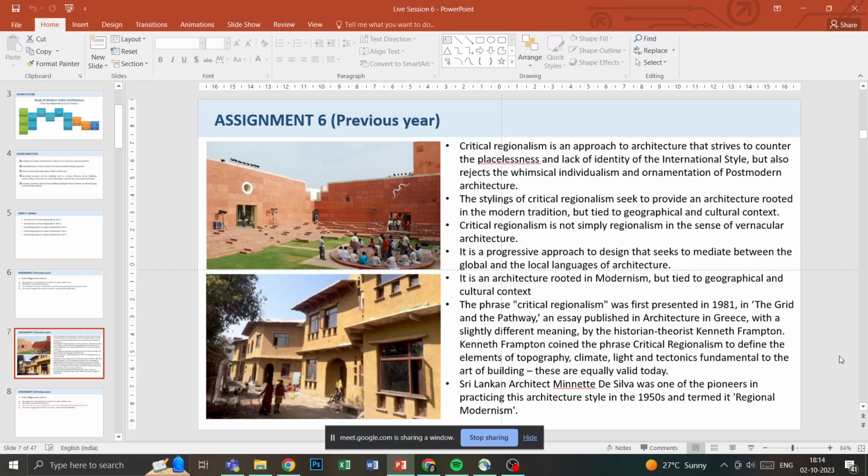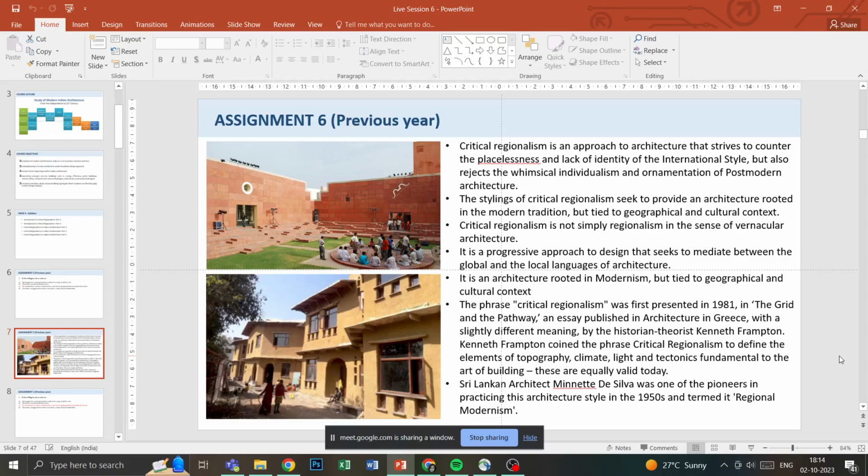So critical regionalism is not exactly vernacular architecture. It may take ideas and inspiration from vernacular architecture, but it is not exactly that. It's a progressive approach to design which seeks to mediate between the global and local languages of architecture.